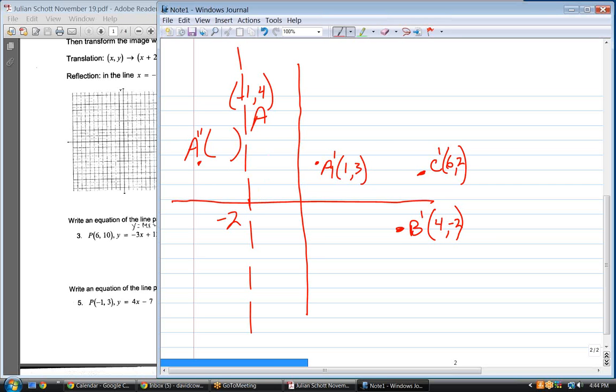When we reflect about this vertical line, we're going to have the same y-coordinate. So is it -2? No, -2 is right here. So I've got to be 3 units away. In other words, 1 is 3 units away from -2. So we've got to end up 3 units on the other side of this dotted line. That dotted line is at -2, so the new x-coordinate is -5. The new y-coordinate is 3.